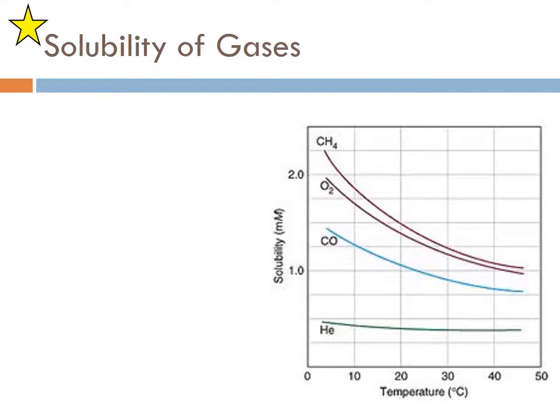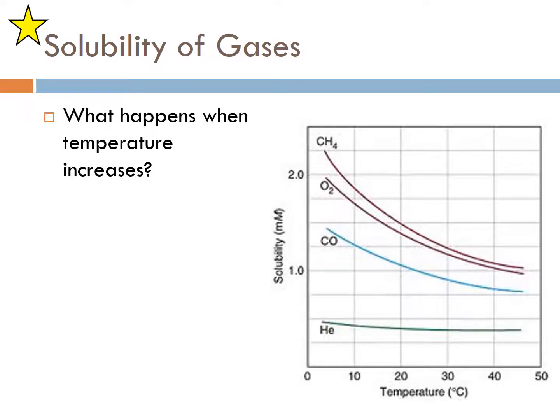Solubility of gases. Gases are opposite to solids. Gases are always going to be less soluble at high temperatures. This is pretty easy to remember because if you were to leave a Coke bottle in a hot car, you will notice it turns flat. That's because the CO2 escaped, because it's not soluble at high temperatures, so it's going to leave the solution and escape into the environment.